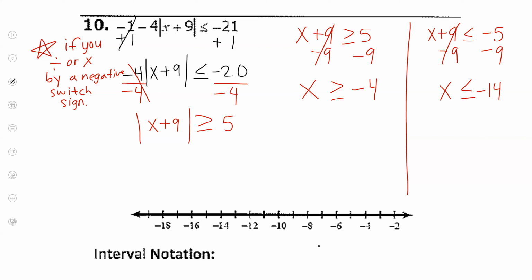So let's draw our symbols. So X is greater than or equal to -4. I'm going to go to -4 and put a closed circle there. I want numbers that are bigger, greater than -4. That's to the right. Next, X is less than or equal to -14. Go to -14, and you want to go to the left.